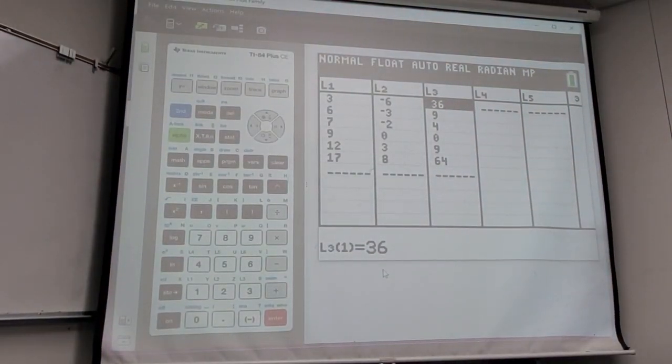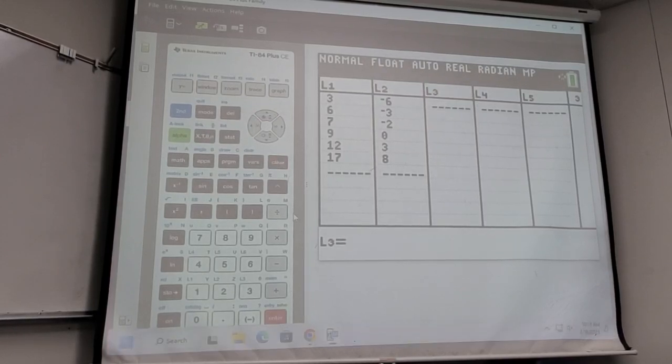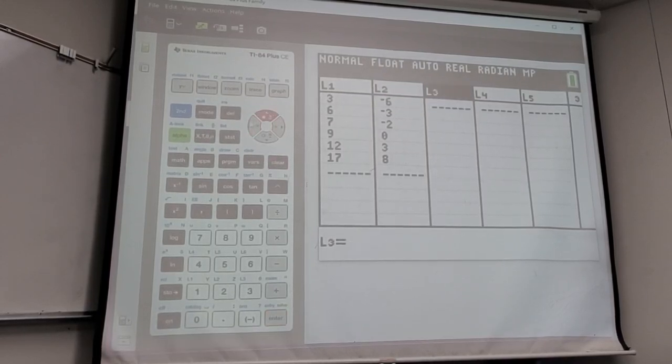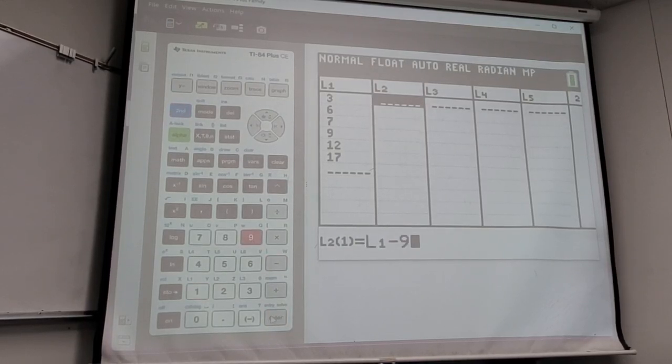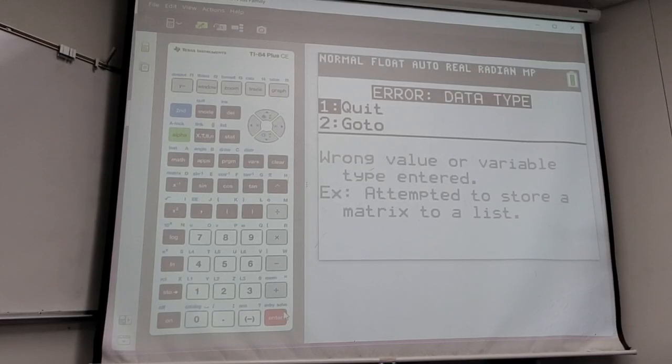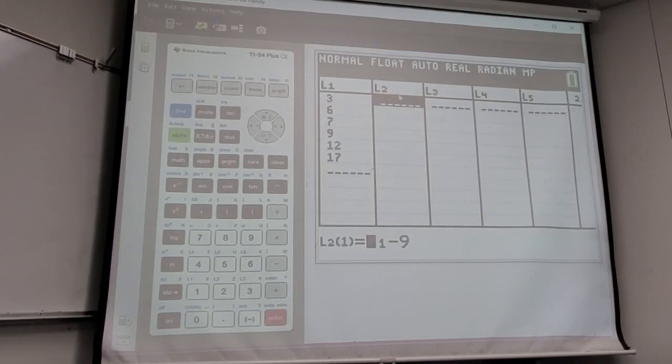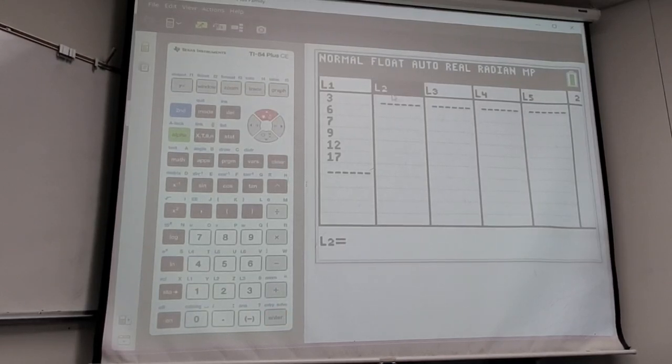So let me do it one more time real quick. Alright, so one thing, watch this real quick. If you ever get this error, I'm going to do L1 minus 9, and it's going to give me an error. This data type error is basically saying, dude, you can't shove a whole list into one spot because I went to the wrong place. Look where I am. I'm trying to put a whole list in this one spot. It's like, no, go up to L2.